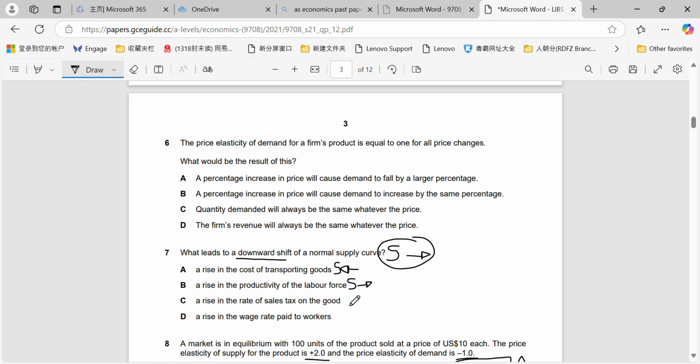Supply would shift right. Rise in sales tax, supply would shift left. Increase in cost of production. Rise in wage rate, supply would shift left. Also an increase in cost of production. So we'd be left with B as the correct answer there.